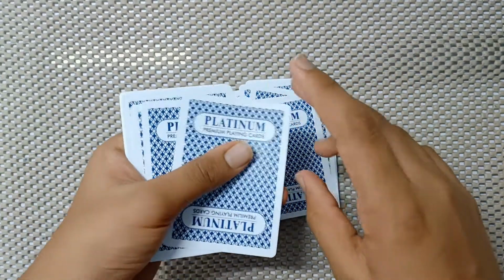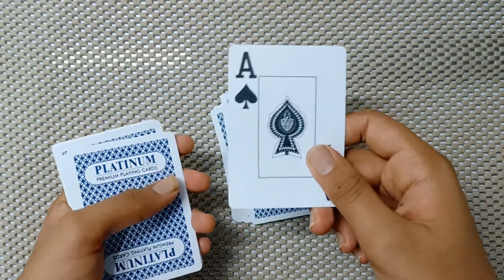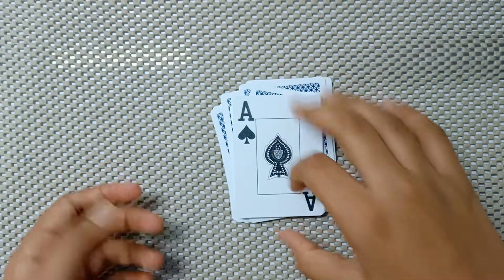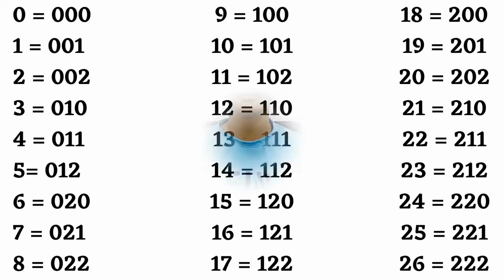I now know that the next card is the volunteer's card, and when I flip it over, there it is, the Ace of Spades. This trick will always work, no matter what the card is, where it is in the deck, or which number the volunteer picked. Just follow my ternary guide and this trick will work 100% of the time.